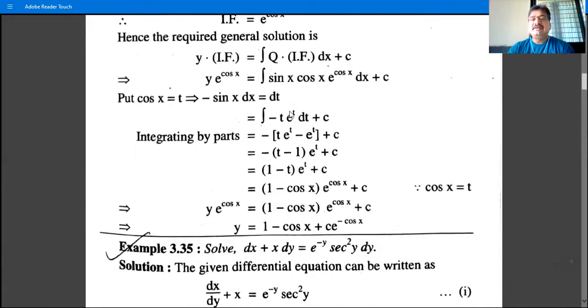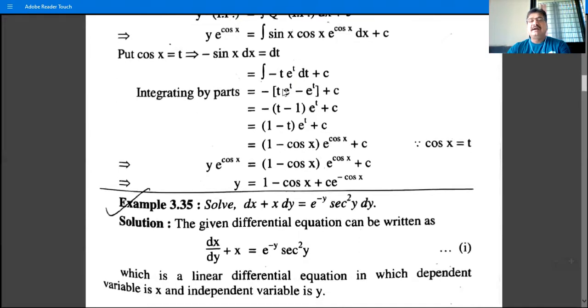So minus sin x dx is dt, meaning sin x dx is minus dt. So cos x is t, e raised to cos x is e raised to t, and this sin x into dx is minus dt. So we have this, and then use the by parts rule to obtain the integration. First, integration of the second, e raised to t, is e raised to t, minus integration of the second, e raised to t, the derivative of t is 1. So we have, and again integration of e raised to t is e raised to t. So we have this after the by parts rule. We have this, and then take e raised to t as common, and substitute t as cos x.